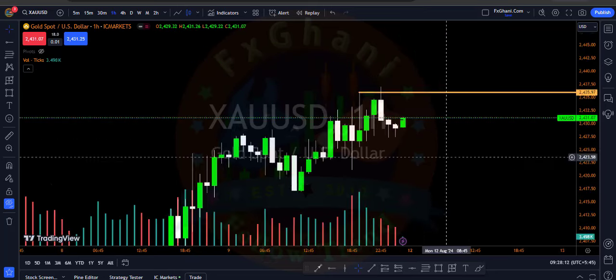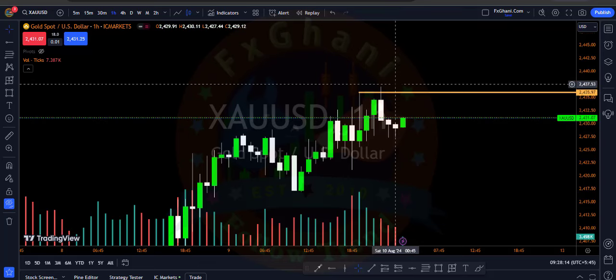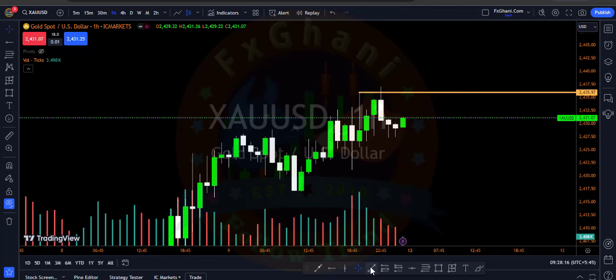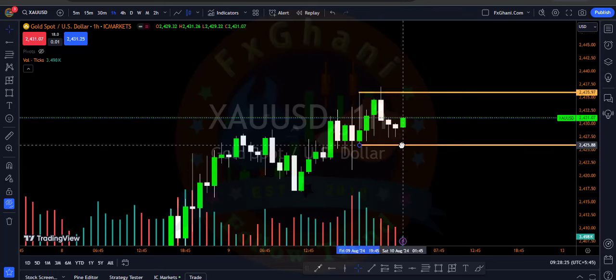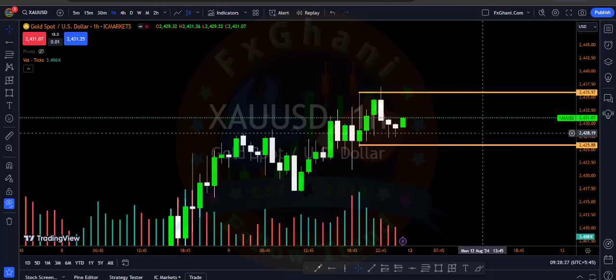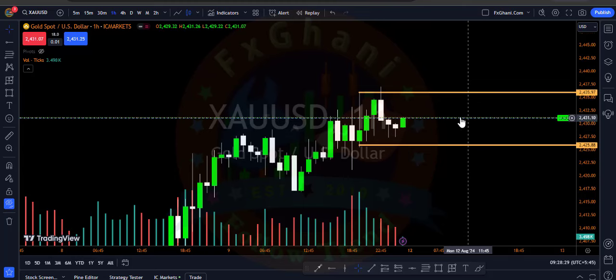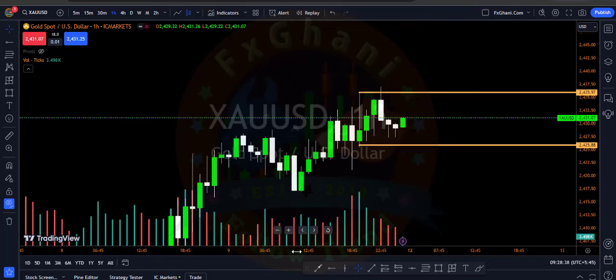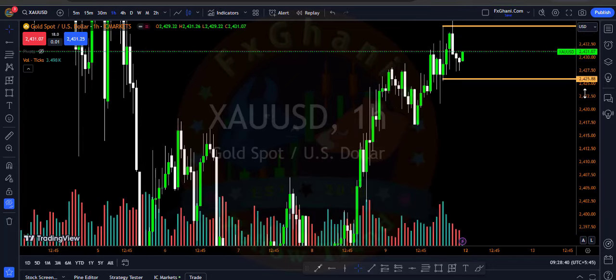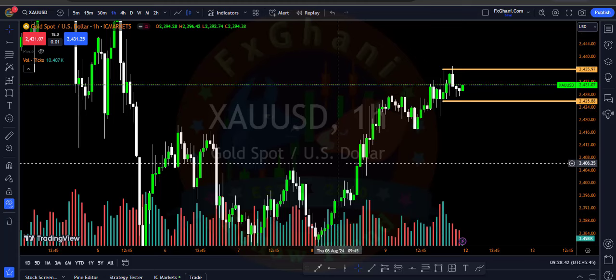Still you can see no candle is close above this candle high and no candle is close below this candle low. So if you're looking for a confirmed buy, then a confirmed buy is only if any H4 candle closes above this 35 level with the increasing volume, then you can go for a buy. Okay, so this one is our volume study.